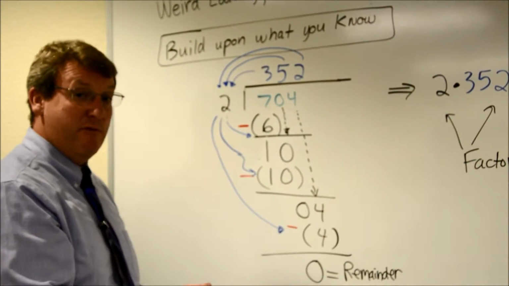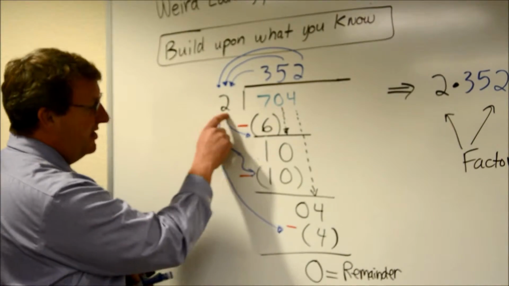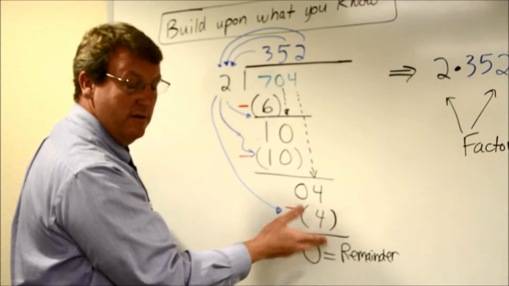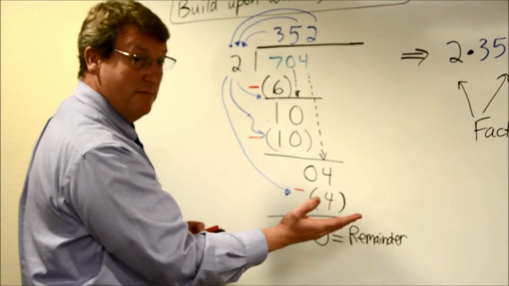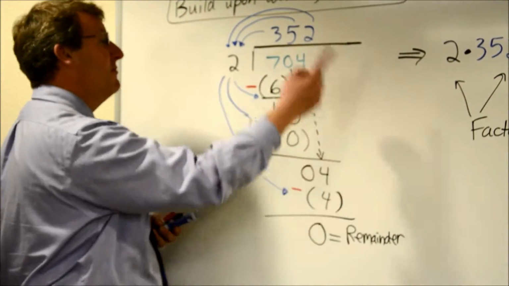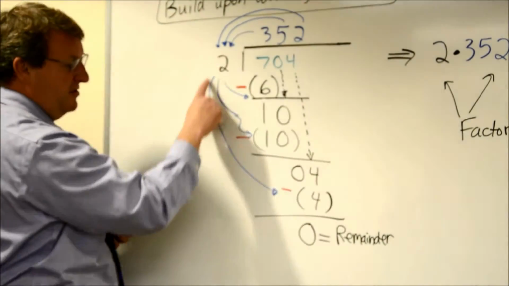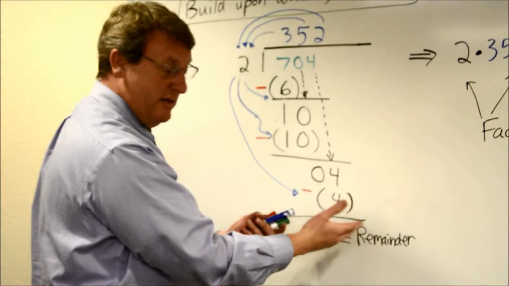Do we stop? Is that my remainder? No, because 2 can still divide into 4. 4 is still bigger than 2. Okay, 2 times what gives me 4? Or 2 goes into 4 how many times? 2. Then repeat the process. 2 times 2 gives me my 4. What do we do with it? Like we did every time.